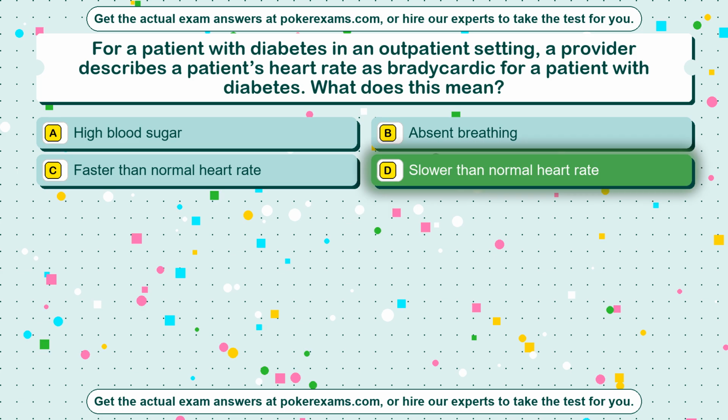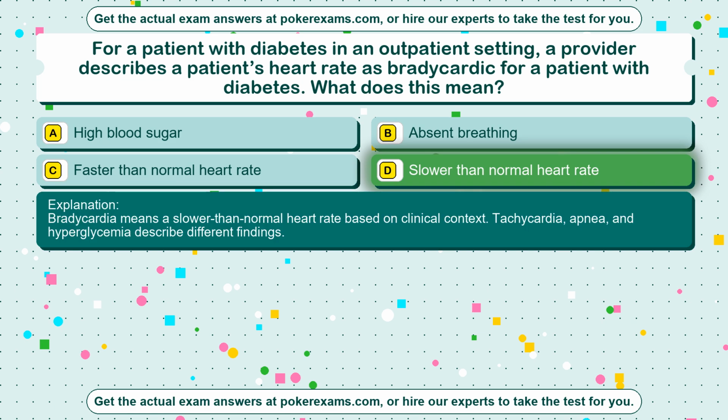The correct answer is option D, slower than normal heart rate. Bradycardia means a slower than normal heart rate based on clinical context. Tachycardia, apnea, and hyperglycemia describe different findings.